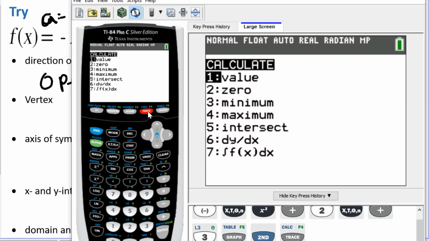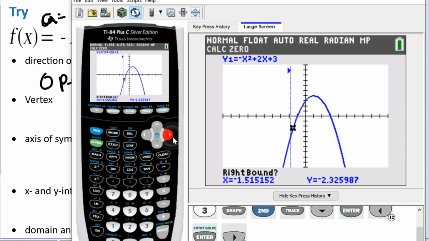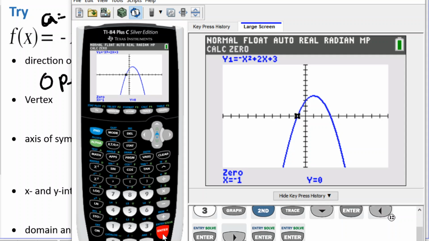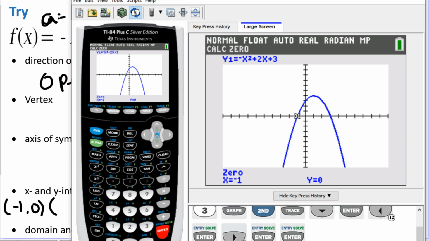So I hit second, trace. We'll do x-intercepts while we're here, right? I pick somewhere to the left of 1. I pick somewhere to the right of that same 1. And then it tells me the x-intercept that was between those two lines I gave it. So -1, 0, right? And we were right with our guess.